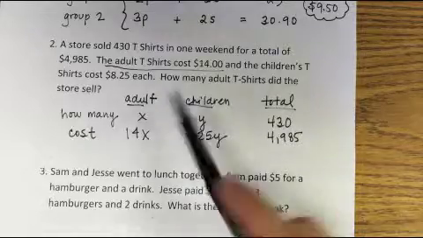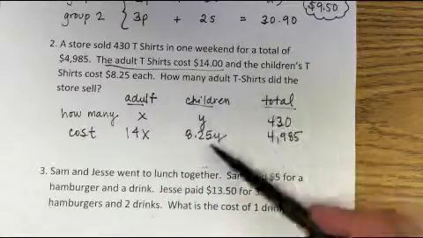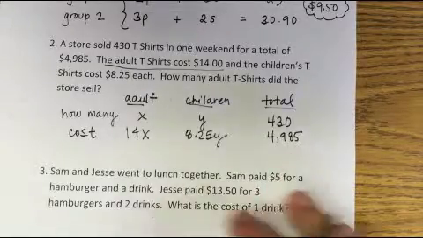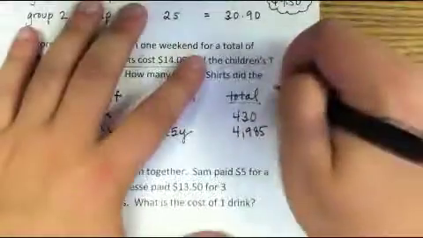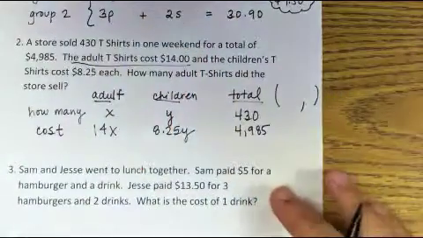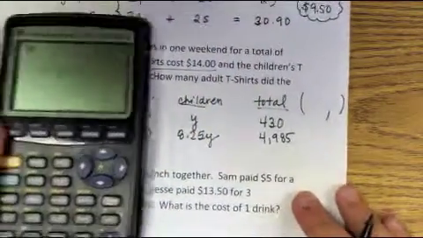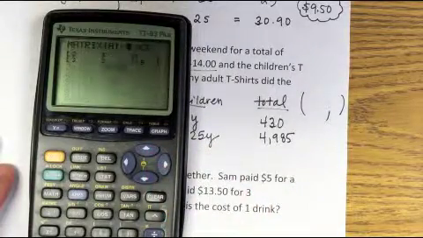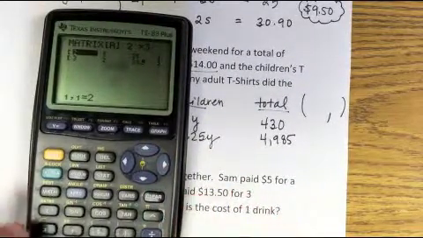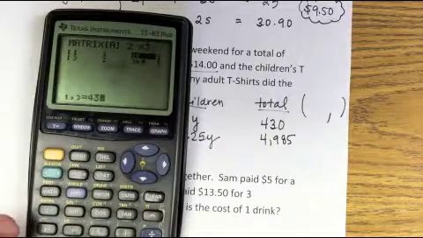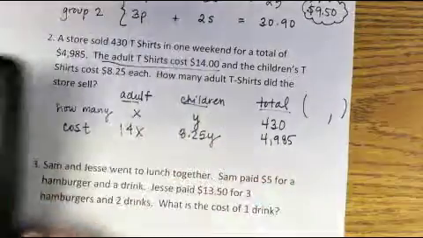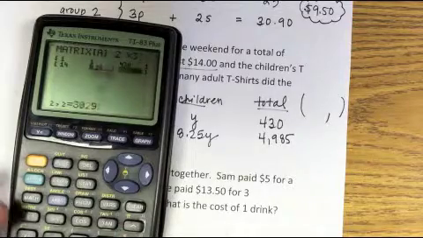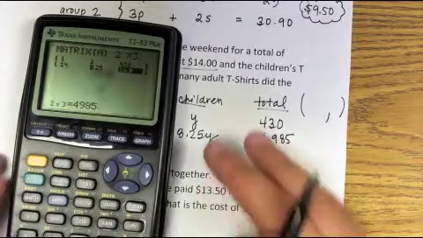But then again, you know that you're going to have these two variables. You know you're going to have two equations. Okay, so let's go ahead and get this one into our calculator. That way we can get what the intersection point was. Okay, so again, let's turn it on. Second matrix, go over to edit. And so we've got 1, 1, 430. Then we've got 14, 8.25, and 4985.